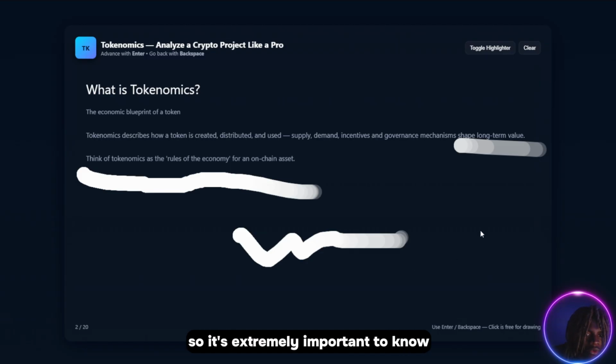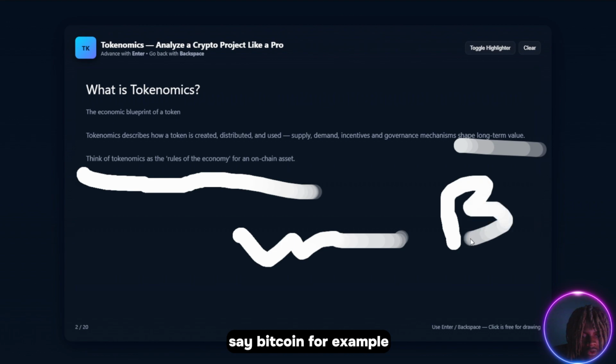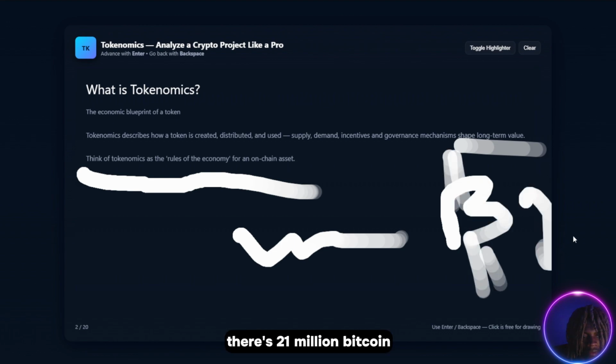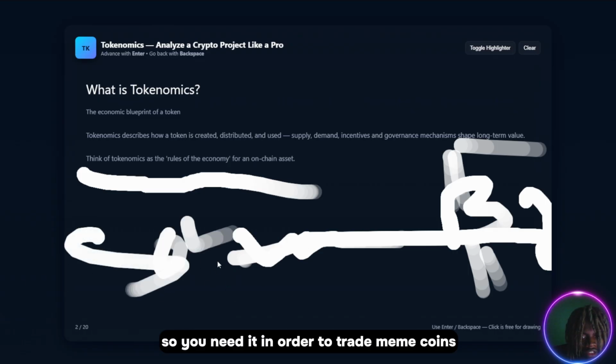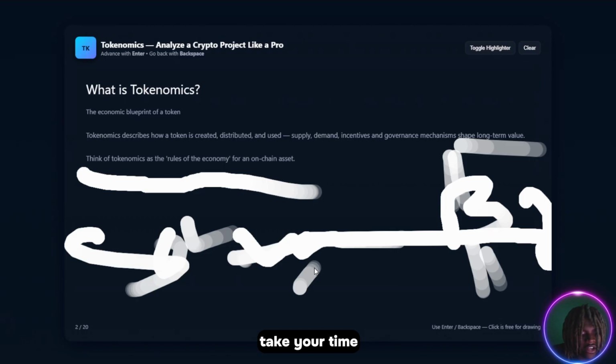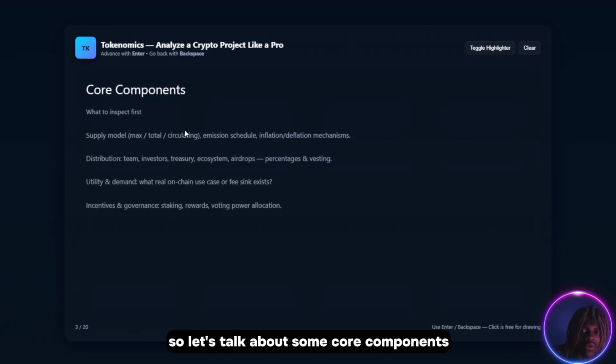Okay, so it's extremely important to know the fundamentals and do the research on a crypto project. Understand what it's used for. Say Bitcoin, for example. There's 21 million Bitcoin, so Bitcoin is a limited resource, making it like a virtual diamond. Solana, SOL, you need it in order to trade meme coins. Know the fundamental reason why you're trying to invest in a coin. See if it has any future use, and if so, make your decision based off of that. Take your time.